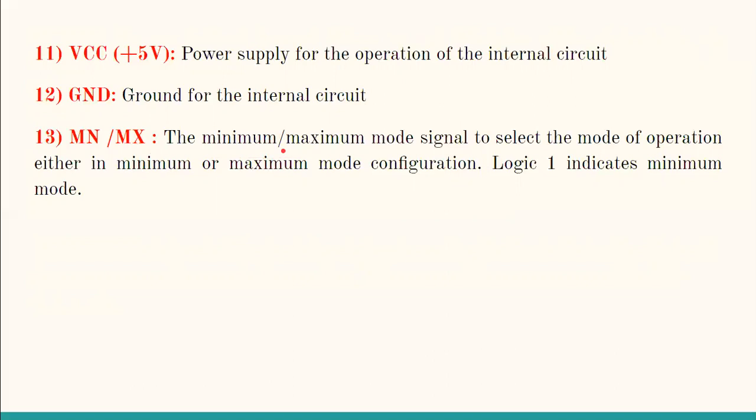At the beginning, we have seen that it can operate in a single processor mode or a multiple processor mode. The single processor mode is the minimum mode and the multi-processor mode is the maximum mode. So if we want to use it in minimum mode, we will have to give one input to this pin. Here is a bar, MX bar, that means it is active low. If we want to operate in maximum mode, we will have to give 0 to this pin. So these were the functions of the pins which have common function in both minimum and maximum mode.